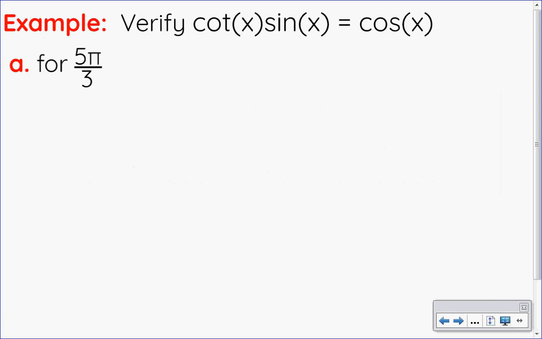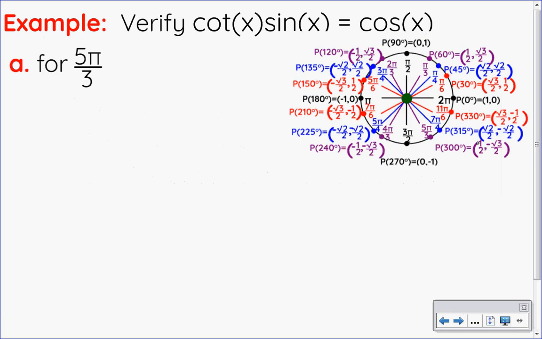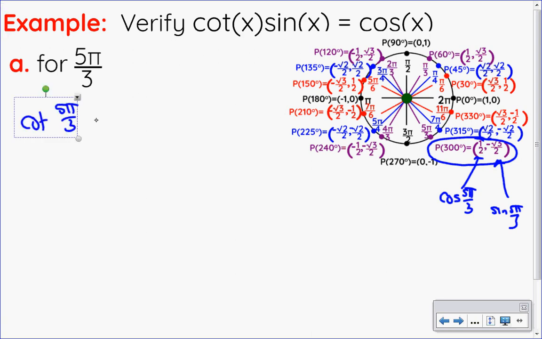So if I want to verify this potential identity for 5 pi over 3, first thing I'm going to do is go to my unit circle and look at where 5 pi over 3 is. And that's the point right there. I know that the x coordinate is the cosine of that angle, and the y coordinate is sine of that angle. So let's look at what we have. We have cotan of 5 pi over 3 multiplied by sine of 5 pi over 3 equals cos of 5 pi over 3. So what I want to do now is use my unit circle points.